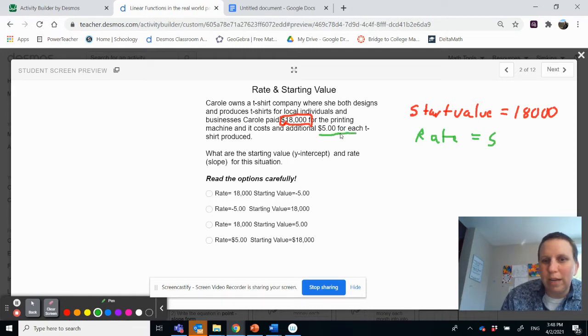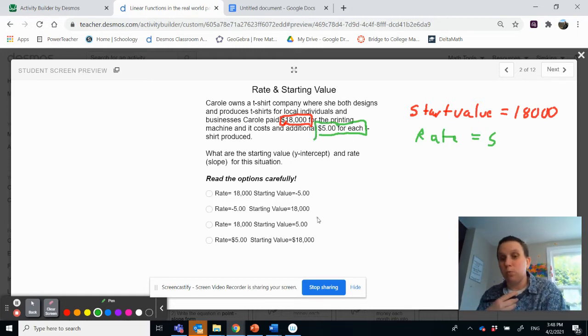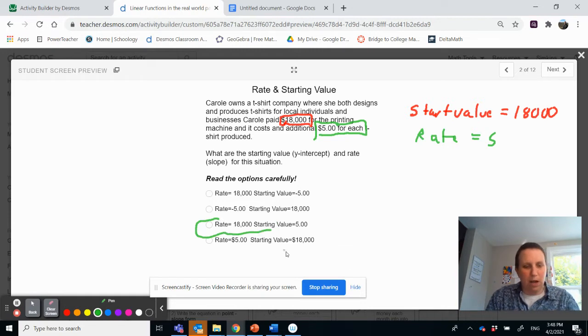The words "for each" are a really good clue that this is talking about a rate. That's one clue. Another clue word like that might be "per." That's another clue that you're talking about a rate. So our start value is $18,000. I circled the wrong one. So this is why I said to be careful here.